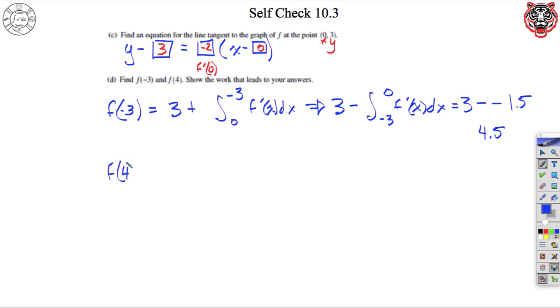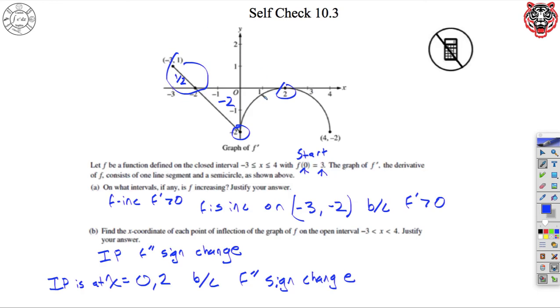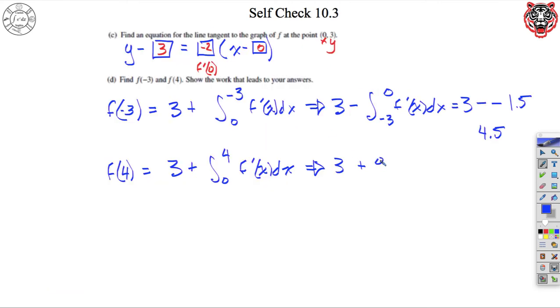Finally, f of 4, a little bit easier. This is going to be 3 plus the integral between 0 and 4 of f prime of x dx. I still have my initial condition, 3 plus, and between 0 and 4, what does that look like? Well, this shape is 2 pi. This entire rectangle is 8 because it's a 2 by 4. So this entire area is 8 minus 2 pi. So I can just say this is going to be 3 plus 8 minus 2 pi. I'm distributing a positive, and our final answer is going to be 11 minus 2 pi.